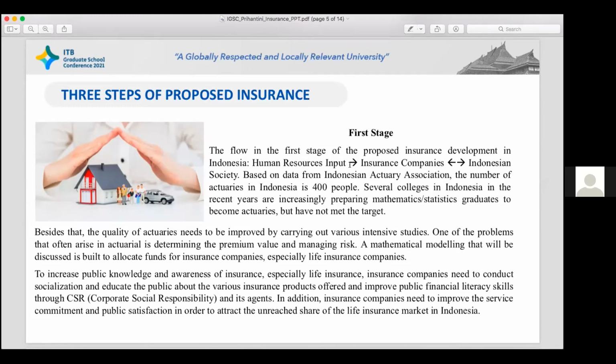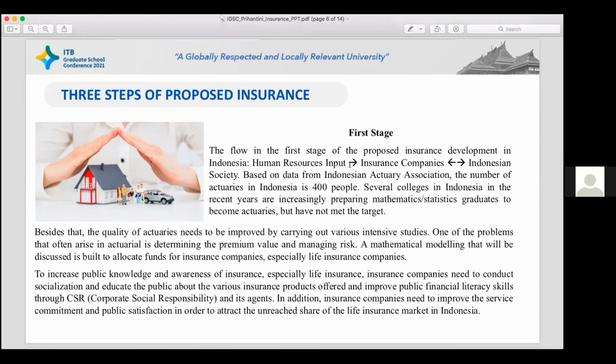Based on data from the Indonesian Actuaries Association, the number of actuaries in Indonesia is 4,000 people. Several colleges in Indonesia in recent years are increasingly preparing mathematics or statistics graduates to become actuaries, but have not met the target. Besides that, the quality of actuaries needs to be improved by carrying out various intensive studies. One of the problems that often arises in actuarial work is determining the premium value and managing risks. The mathematical modeling to be discussed is to allocate funds for insurance companies, especially life insurance companies.